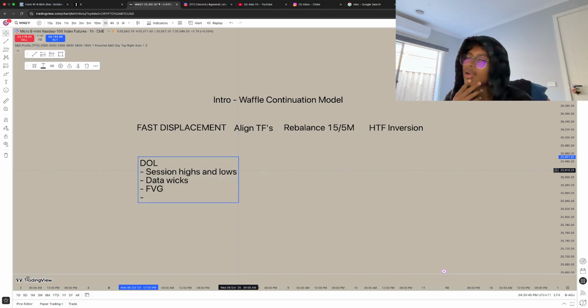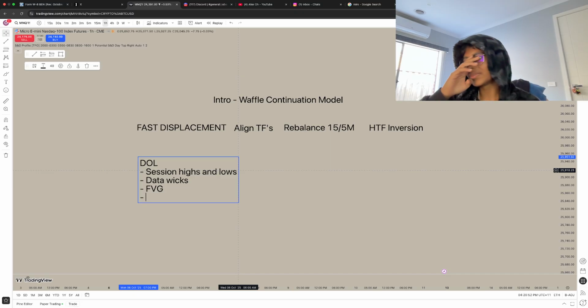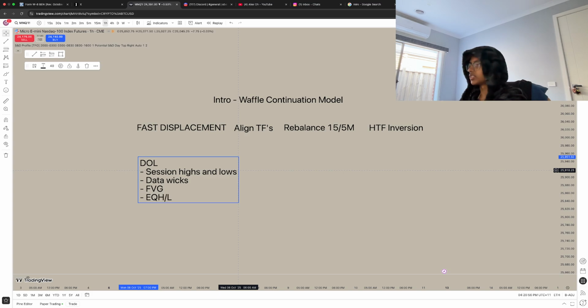And then there's another one that I'd say is equal highs and lows. If there are equal highs and lows in a high time frame, then yes, I will take it. But even then, equal highs and lows are not really the best draw on liquidity, but the first two are some of the strongest draws on liquidity that I personally always use and target.